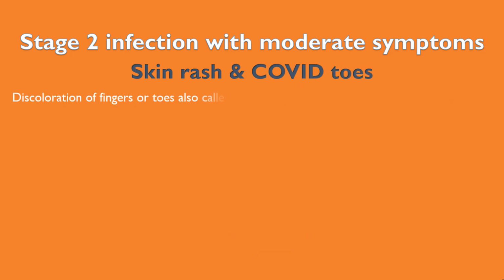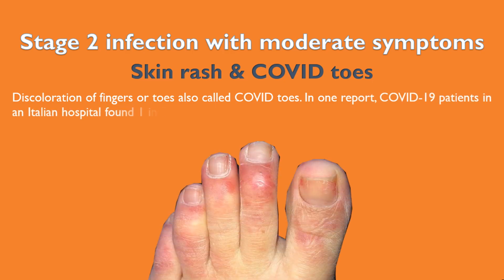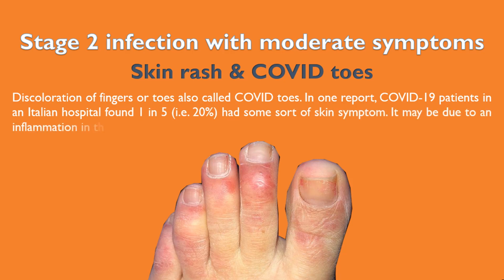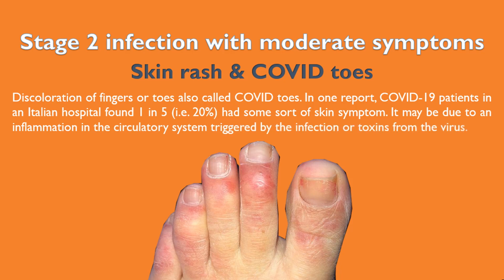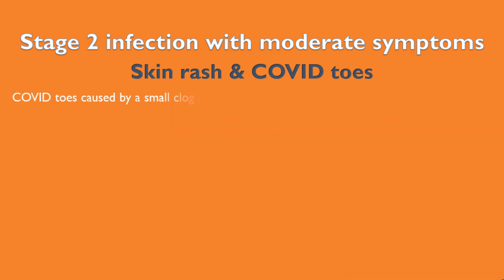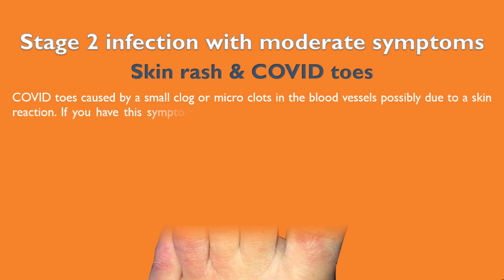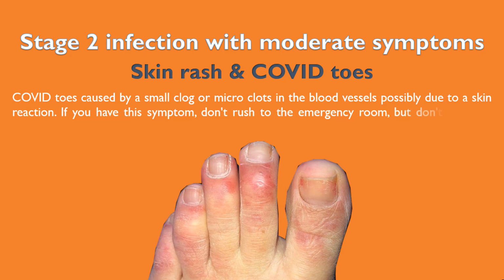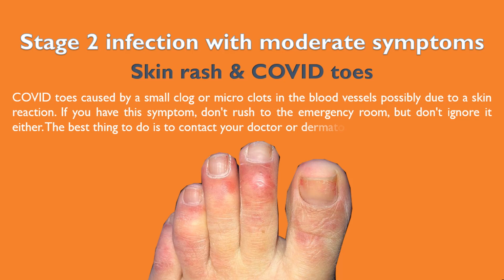Skin rash and COVID toes. Discoloration of fingers or toes, also called COVID toes. In one report, COVID-19 patients in an Italian hospital found 1 in 5, that is 20%, had some sort of skin symptoms. It may be due to an inflammation in the circulatory system triggered by the infection or toxins from the virus. COVID toes are caused by a small clog or microclot in the blood vessels, possibly due to skin reaction. If you have this symptom, don't rush to the emergency room, but don't ignore it either. The best thing to do is to contact your doctor or dermatologist.